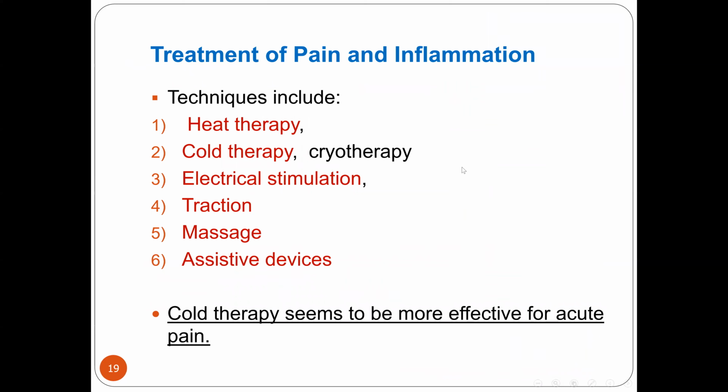What is the treatment of pain and inflammation? The techniques used are rehabilitation techniques. We have six physical therapy agents: heat therapy, cold therapy or cryotherapy, electrical stimulation, traction, massage, and assistive devices. We need to remember an important point.